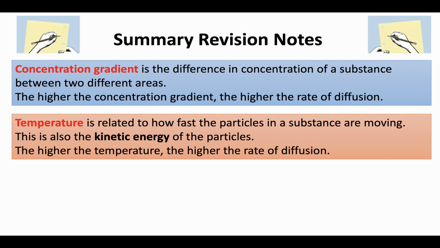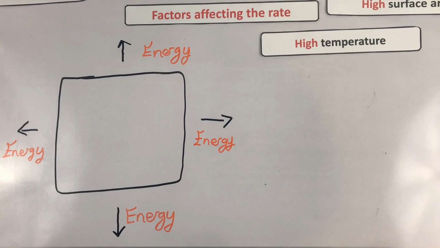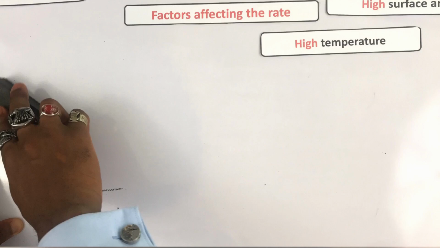And so another quick recap. Temperature is related to how fast the particles in the substance are moving. This is also the kinetic energy of the particles. The higher the temperature, the higher the rate of diffusion. And now the last factor is surface area.